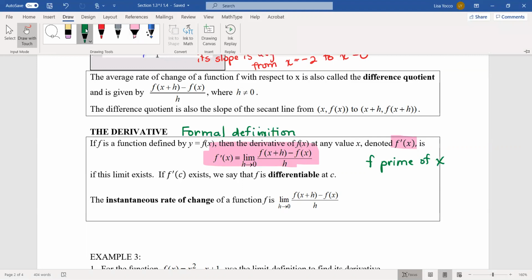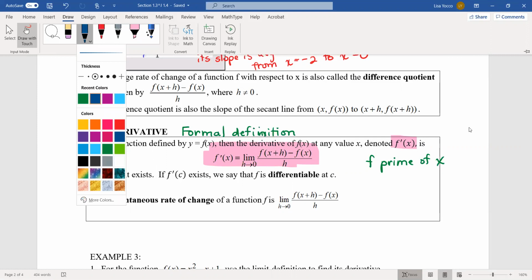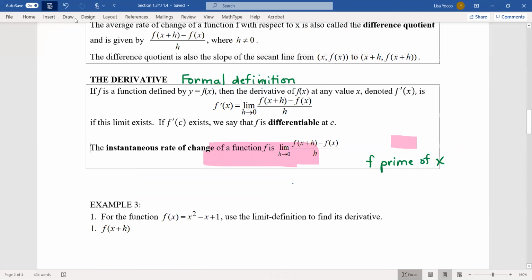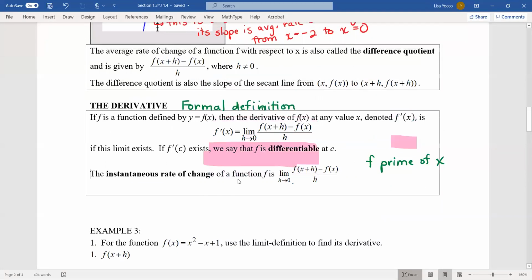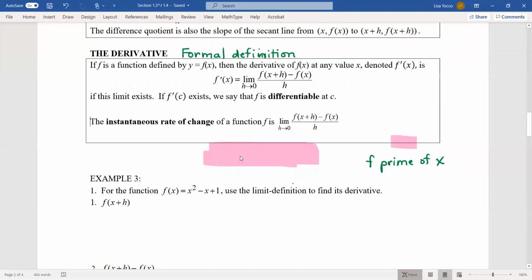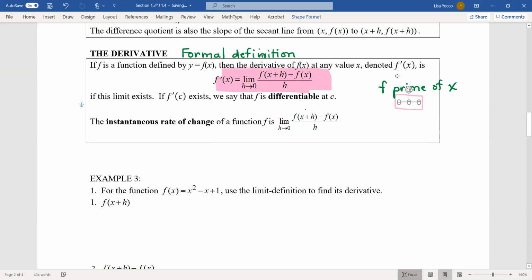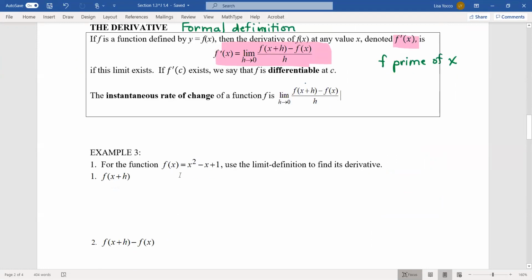So what I'm going to do is just show you this definition. Okay, it's doing it again. I really don't know what's going on here, and it's very frustrating. I'm sorry.